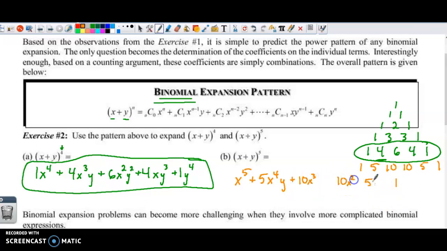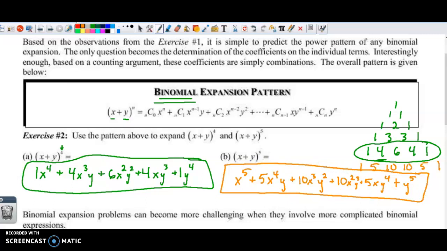So I'm open either way that you do this, because then we have y to the 5th over here, y to the 4th. I didn't give myself much room here. Y cubed, y squared. Put in some pluses, and then we're good. And that is your answer for x plus y to the 5th.